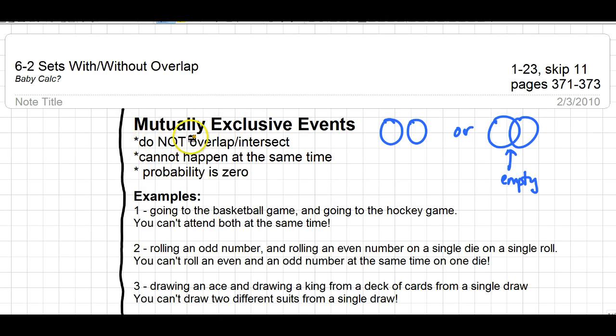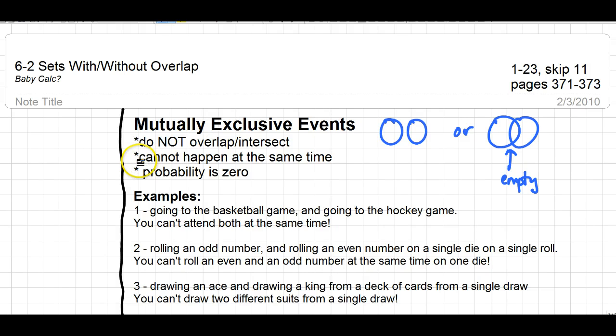Real simply, mutually exclusive events do not overlap. They don't intersect. So if you think about it in terms of a Venn diagram, the sets themselves don't actually touch or overlap at all, or if they do overlap, the part where they overlap has nothing in it. So mutually exclusive events don't overlap. You should repeat that to yourself several times. Mutually exclusive events, what? They don't overlap.